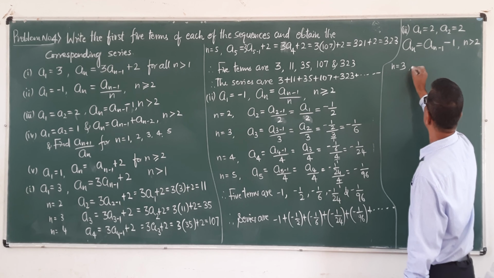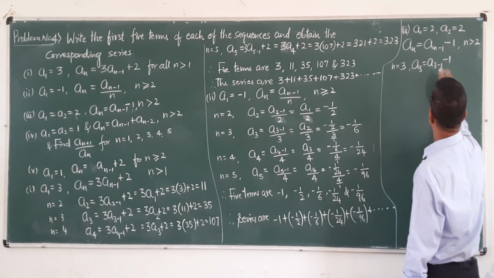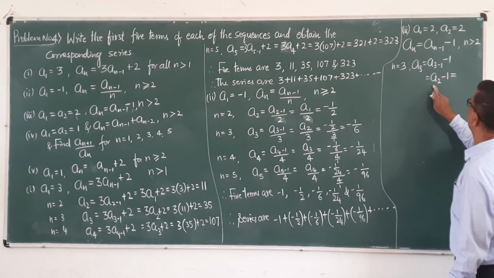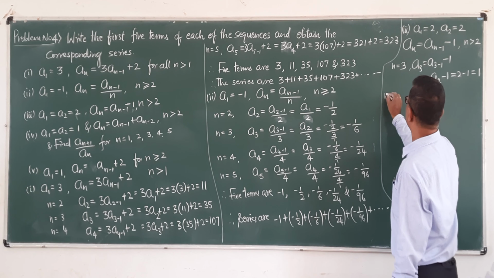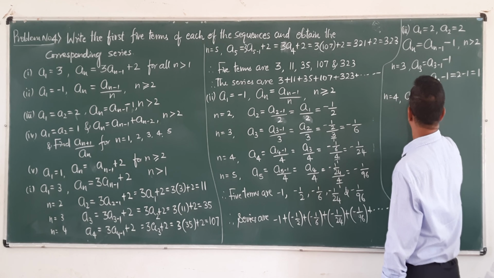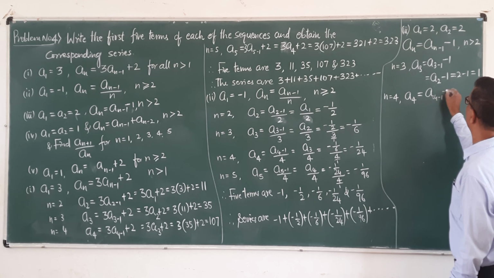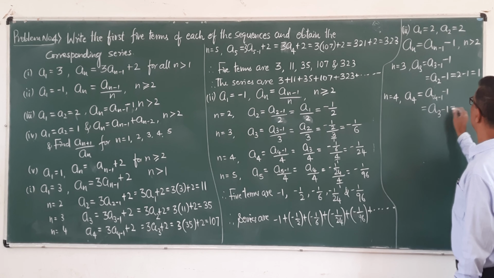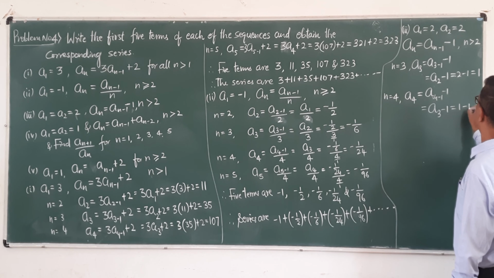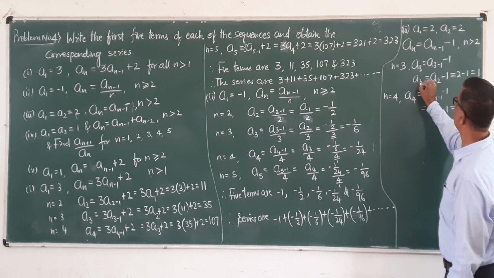Take n is equal to 3. A3 is equal to A 3 minus 1 minus 1. That is A 3 minus 1 is 2, minus 1. But the value of A2 is 2, minus 1. That is 1. So we got A3. Then take n is equal to 4. A4 is equal to, put n is 4, A 4 minus 1 minus 1. That is A 4 minus 1 is 3, minus 1. But the A3 value 1 minus 1, that is 0. Because A3 value is 1. Right? A3 value is 1.